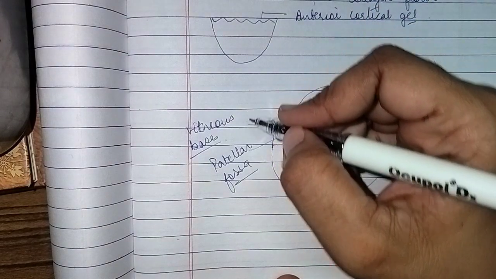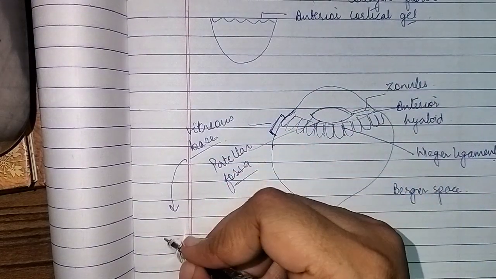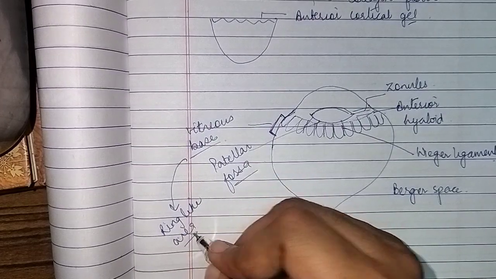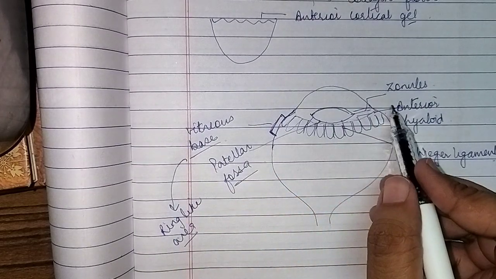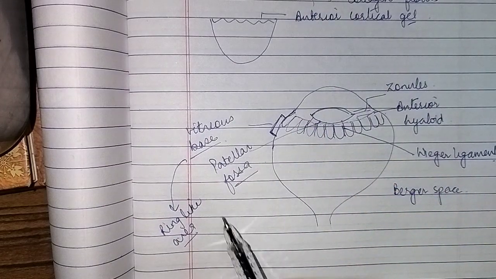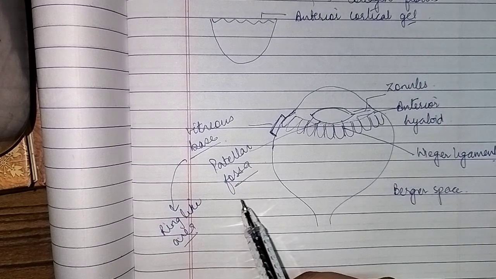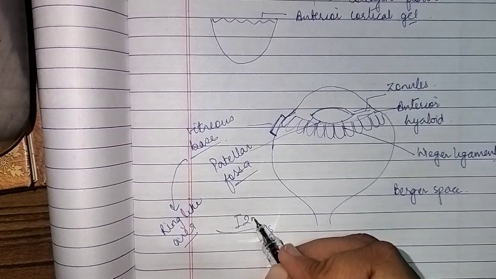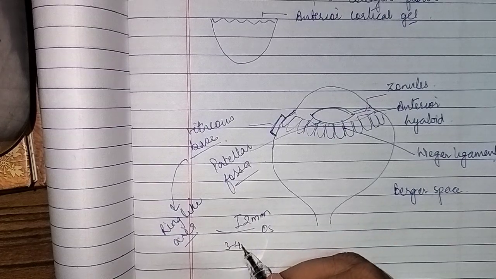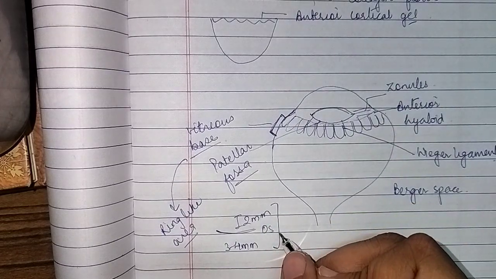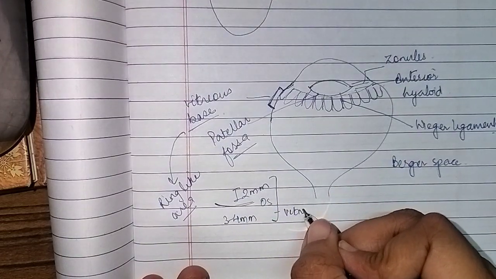Now this vitreous base is a ring-like area. It is like a ring, meaning a round circle, because it goes the full 360 degrees, right. This ring-like area extends approximately 2 millimeters anterior and 3 to 4 millimeters posterior to the ora serrata. Now this is the ora serrata, so it extends 2 millimeters anterior and 3 to 4 millimeters posterior to the ora serrata, and this full part is called the vitreous base.